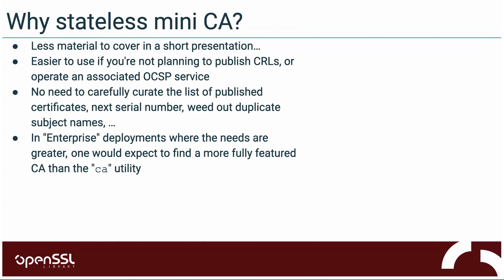Why stateless mini CA? As I mentioned, it's simple enough to cover. It's much easier to use if you're not in the business of publishing revocation lists or operating an OCSP service, because then all of that additional state that the OpenSSL CA utility maintains is just getting in the way. And there's no need to track any of that state. And as I mentioned before, in enterprise deployments, you may want a fancier CA than the one that comes built in with OpenSSL.